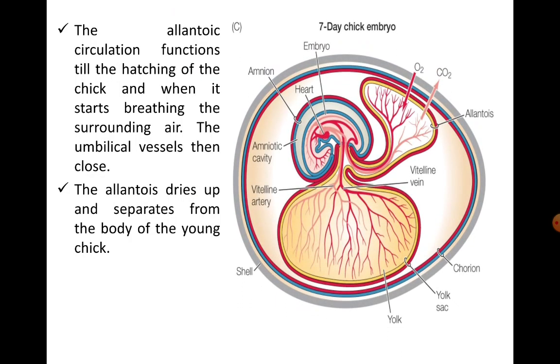And the allantoic circulation also sets in with the help of different blood vessels supplying this allantoic cavity, and this allantoic circulation functions till the hatching of the chick is done and it starts breathing the surrounding air. The umbilical vessels then close and the allantois dries up and separates from the body of the young one once it is hatched. So this diagram shows you the complete formation of allantois, chorioallantoic membrane, the yolk sac, amniotic cavity and chorion.